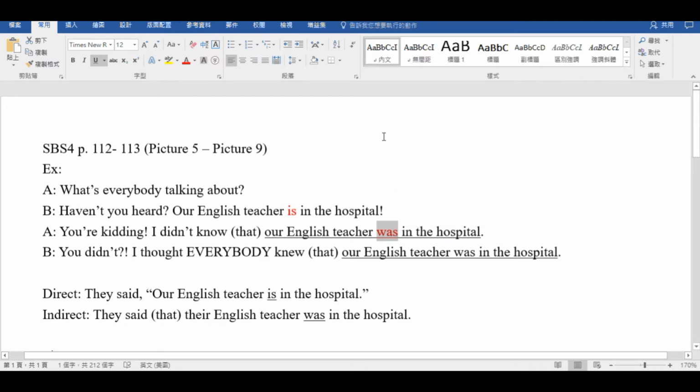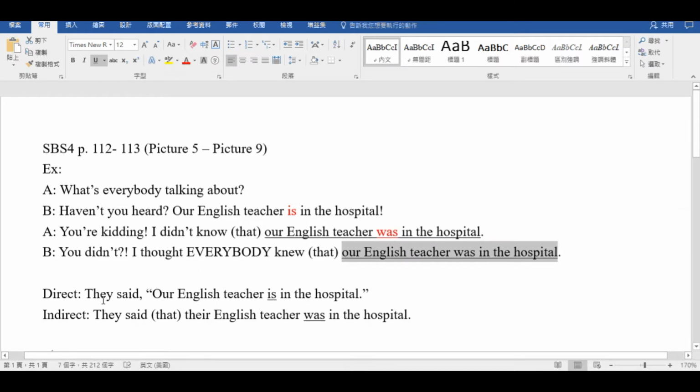So if the direct speech sentence is written in the present simple tense, then for indirect speech, we have to write it in past tense. Present simple, past tense. Present continuous, past continuous. Present perfect, past perfect, etc. Go back in time. All right? And then B said it again. "You didn't. I thought everybody knew that our English teacher was in the hospital." Again, that sentence over here is an indirect speech sentence.